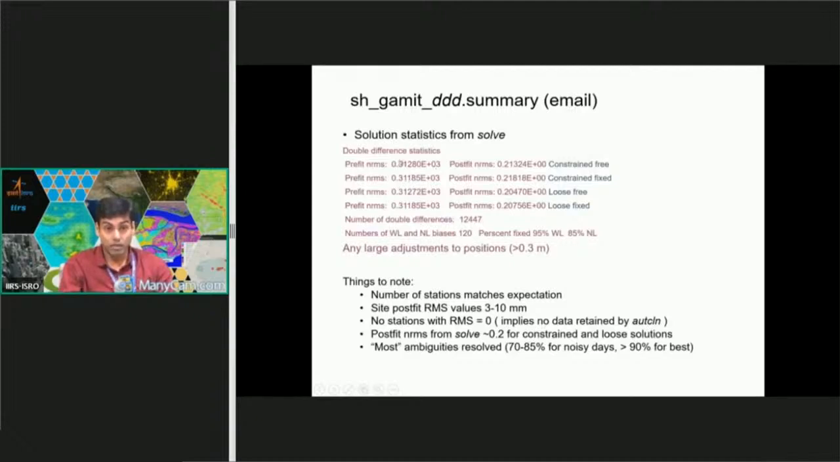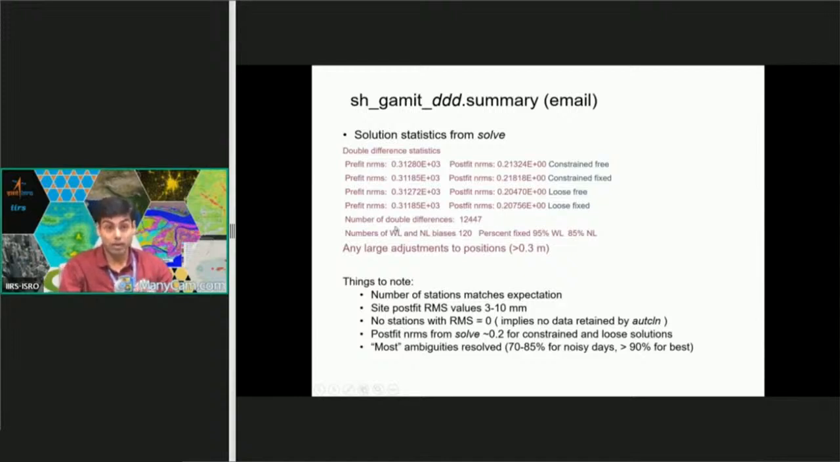And before processing, this is the pre-fit. So we have this data, this 10 to the power 3. You can see how much error is associated. But after the processing, the post-fit, you can see this 10 to the power 3 has been removed. And this is constrained free, this is constrained fixed, this is loose free, and this is loose fixed. So you can see all has been removed and all are in sub-millimeter or millimeter accuracy.